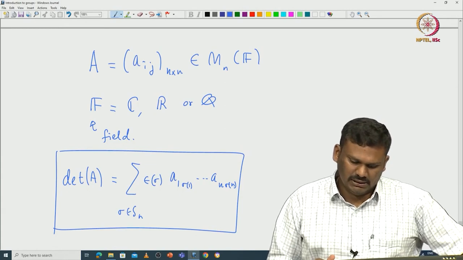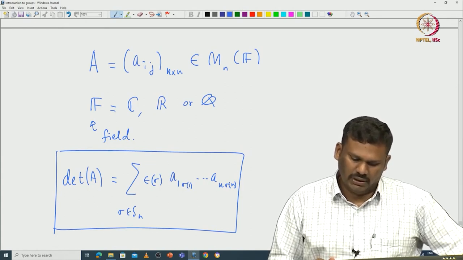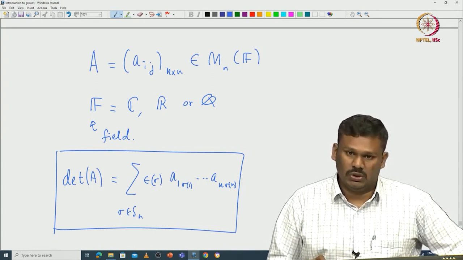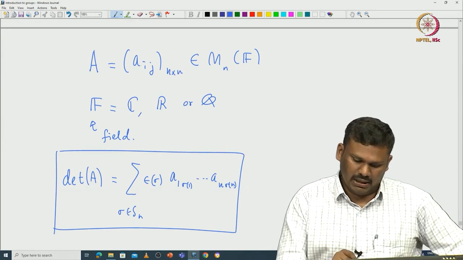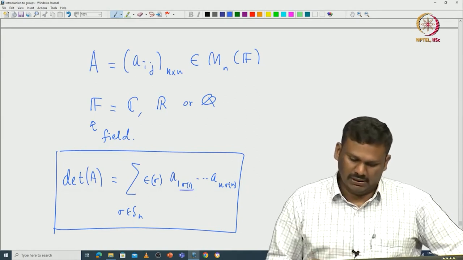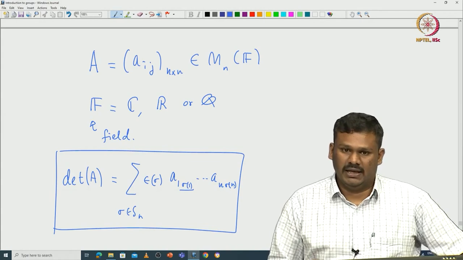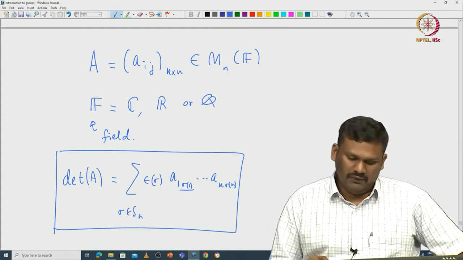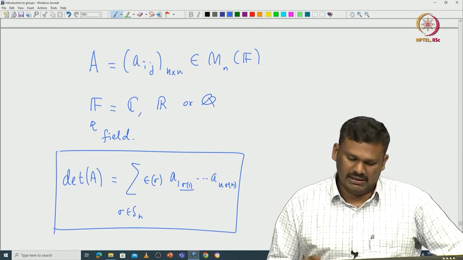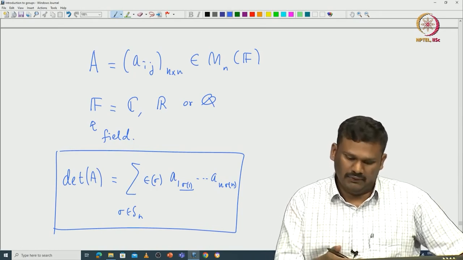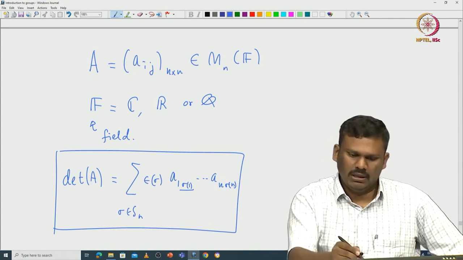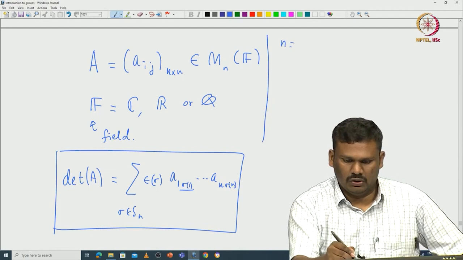So how does this sigma act on this A_ij? You can see that it naturally acts on the indices 1 to n. So you basically take the corresponding entries, A_{1 sigma(1)} and so on, A_{n sigma(n)}. When sigma is the identity, then you get exactly the diagonal product. When sigma is non-identity, you can already see that there will be some pair ij such that i is not equal to j. For example, let's write this down for n equal to 3.